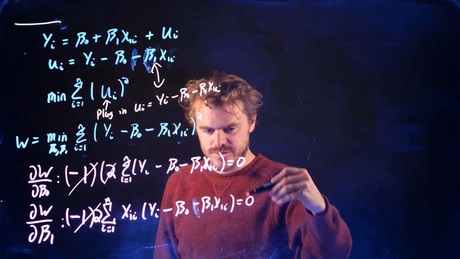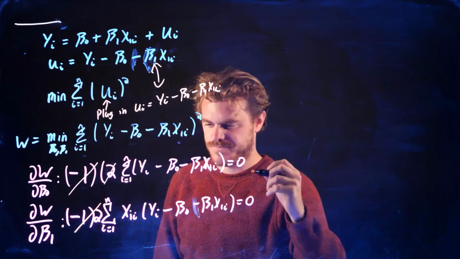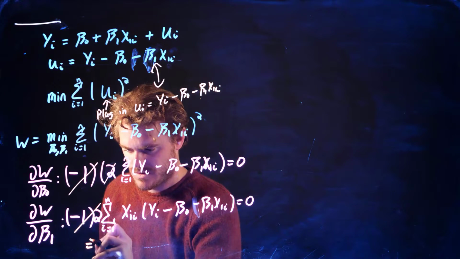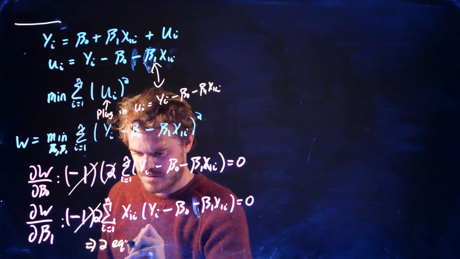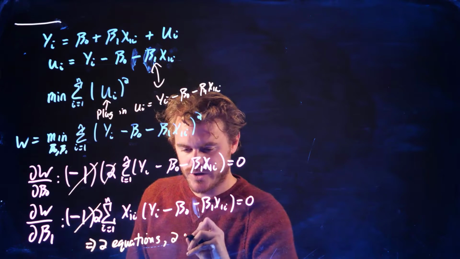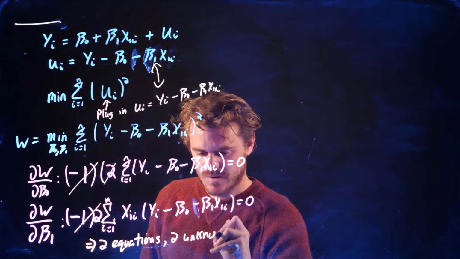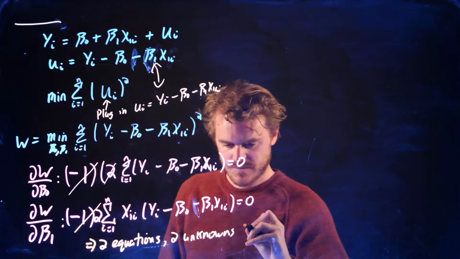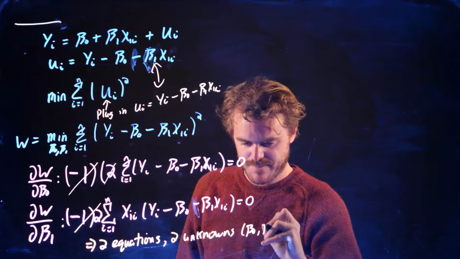So now we have two equations and two unknowns, with beta 0 and beta 1.